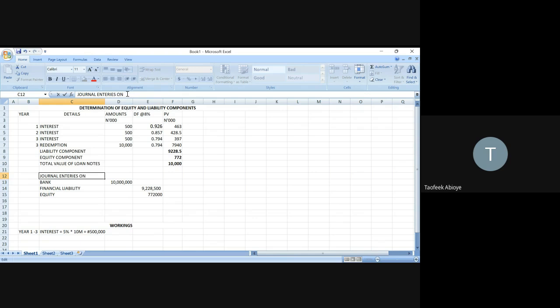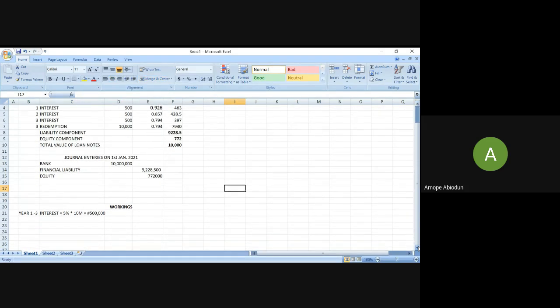on initial recognition on 1st January 2021. Yes. So, please, what is the requirement, ma? Calculate the initial measurement on 1st of January 2021 and subsequent measurements on 31st of December 2021. Okay. Now, this is the initial measurement.